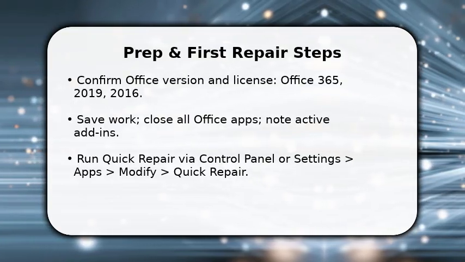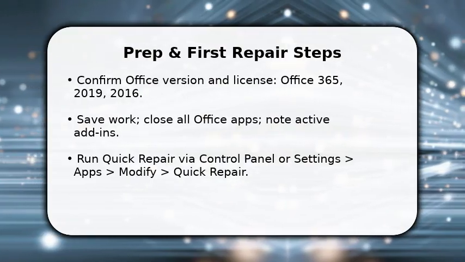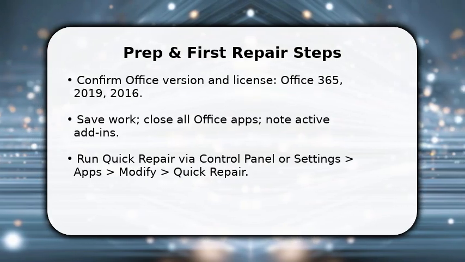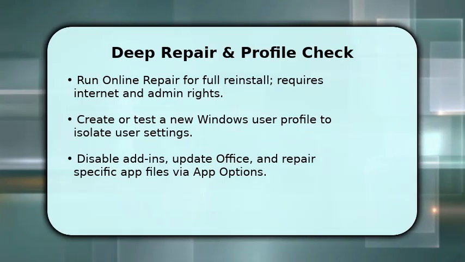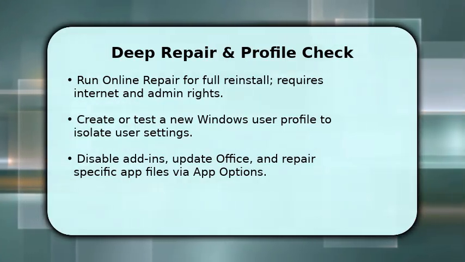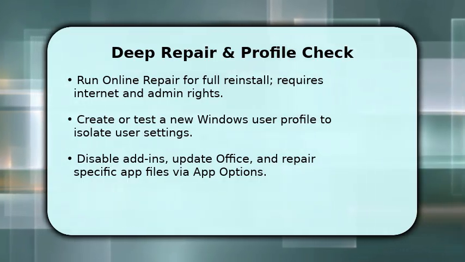If Quick Repair fails, don't panic. That's why you'll perform the deeper steps next to restore components and settings safely. Once Quick Repair didn't clear the error, run Online Repair, which reinstalls core components. You'll need admin rights and a stable internet connection. Make sure to disable add-ins first to see if an extension caused failure.